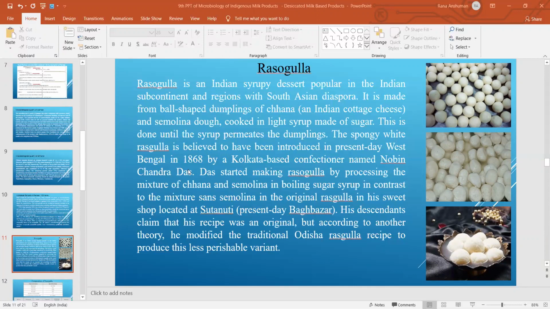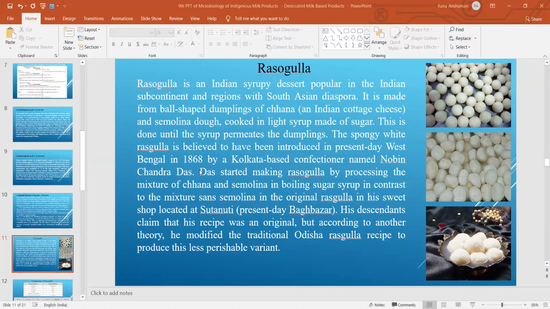You must have heard about N.C. Das. He is a pioneer in this field, and he was the man who standardized the manufacturing process of Rasgulla, and he has already patented the manufacturing process, and it is very popular. His product is very popular throughout our country.